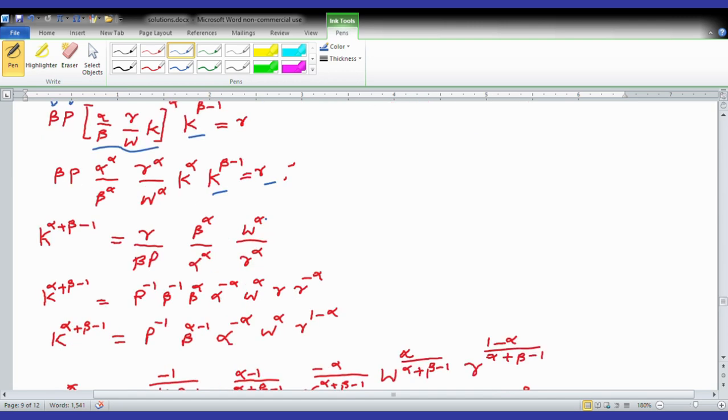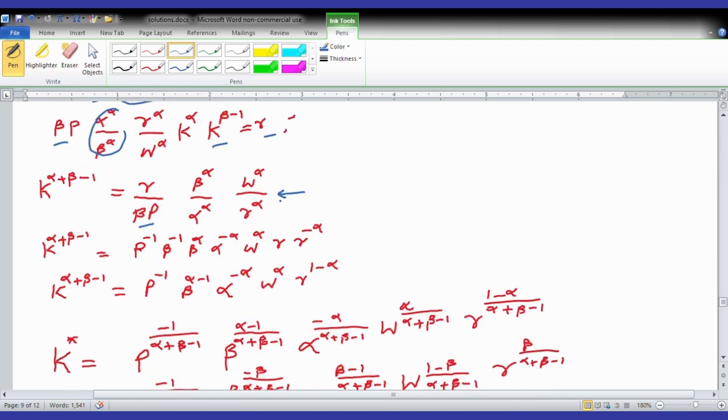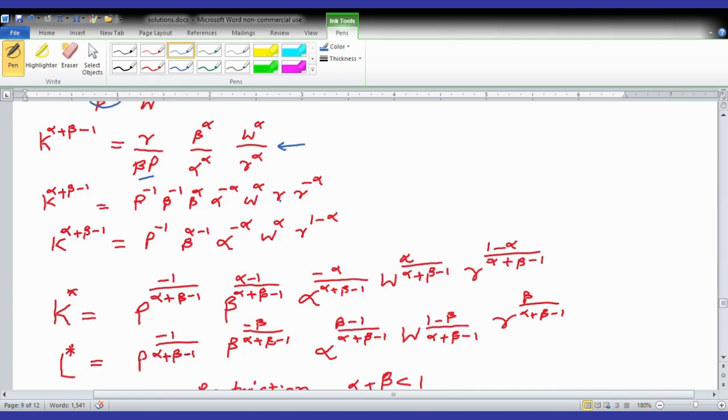Then I have taken everything else on the right hand side, so see that this is something that is coming here in the denominator of R, and this term actually is getting inverted: beta over alpha raised to power alpha in the numerator and alpha raised to power alpha in the denominator, W raised to power alpha in the numerator and R raised to power alpha in the denominator. So make sure that we have all the elements here. Then I have simplified it in a particular way.